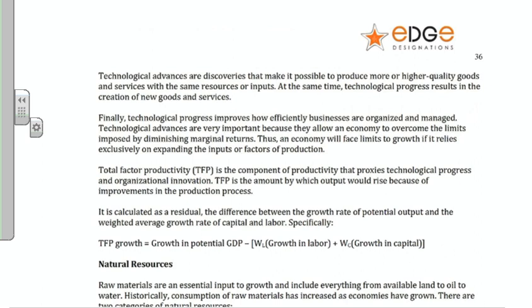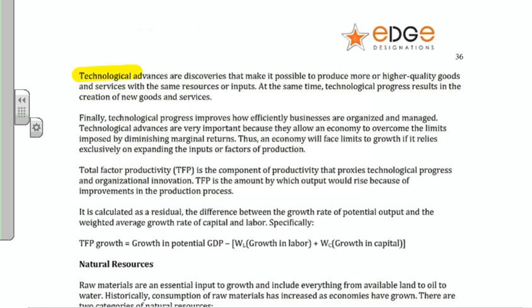Top of page 36. Technological advances are discoveries that make it possible to produce more or higher quality goods with the same resources or inputs. Total factor productivity, which we spoke about earlier, is the component of productivity that acts as a proxy for technological progress and organizational efficiency. When measuring TFP, it's the amount by which output would increase as a result of improvements in my production process.